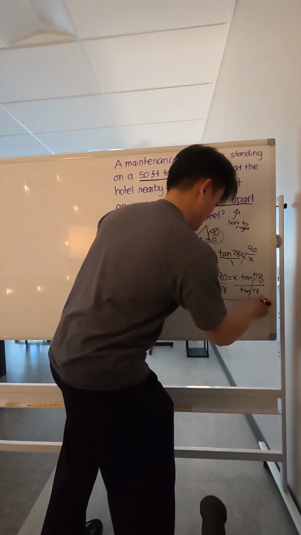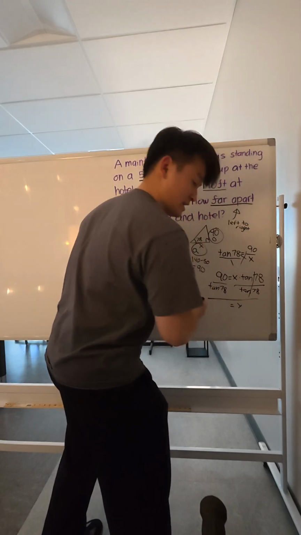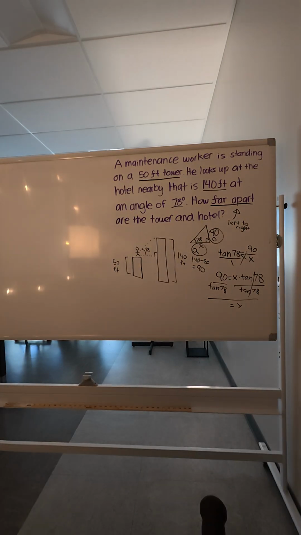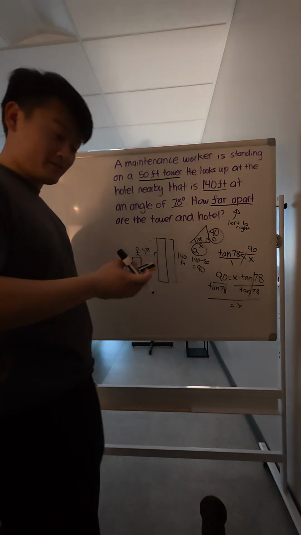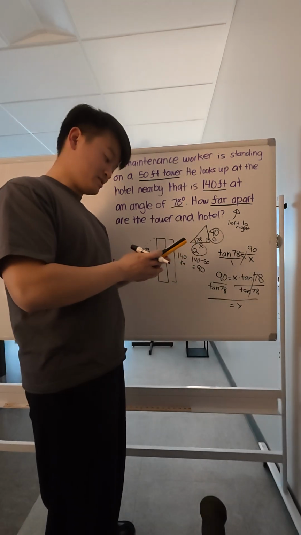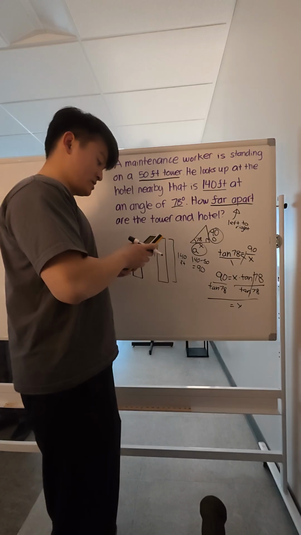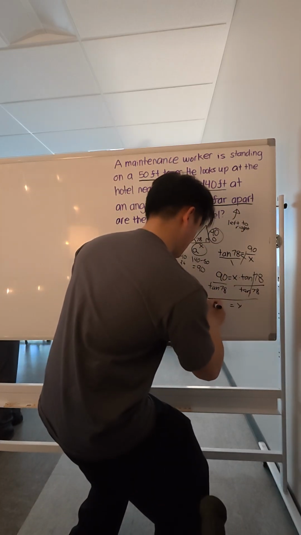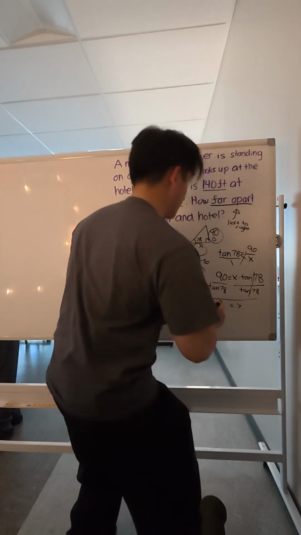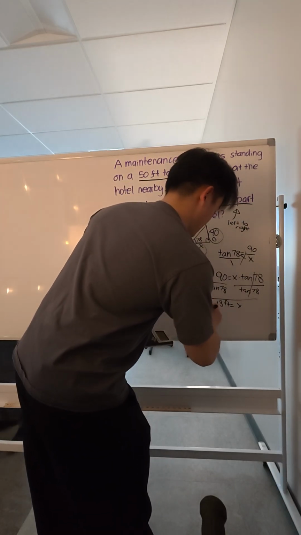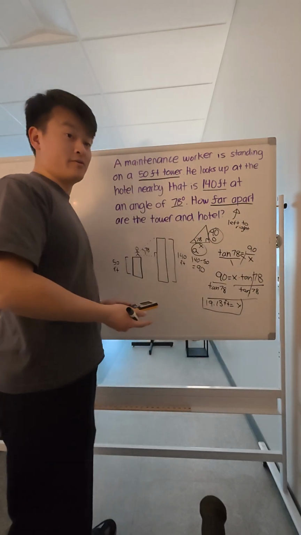So that cancels out, and that leaves me with x equals, and I don't really know this off the top of my head, so let me just grab a calculator. All we have to do is divide 90 by tangent 78. So you should get the following, which is 19.13, and it always helps to label the unit. 19.13 feet. And that is our final answer.